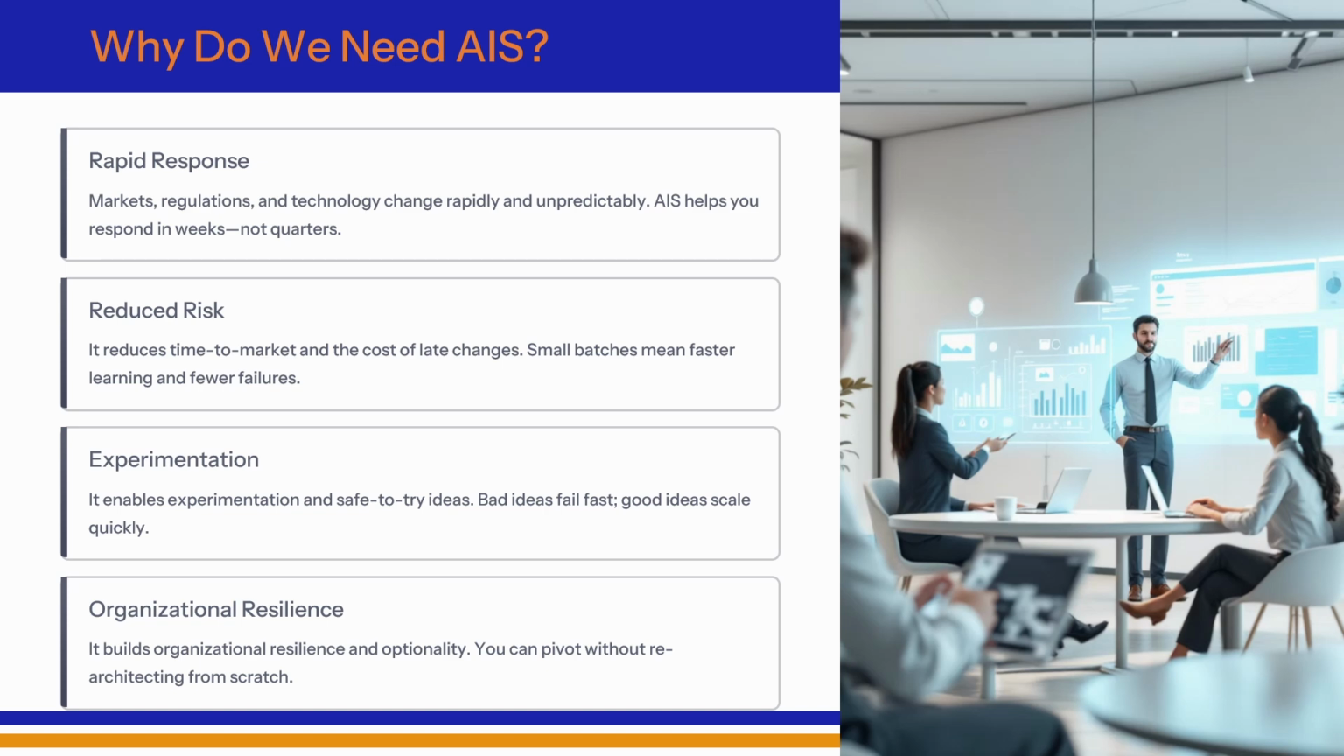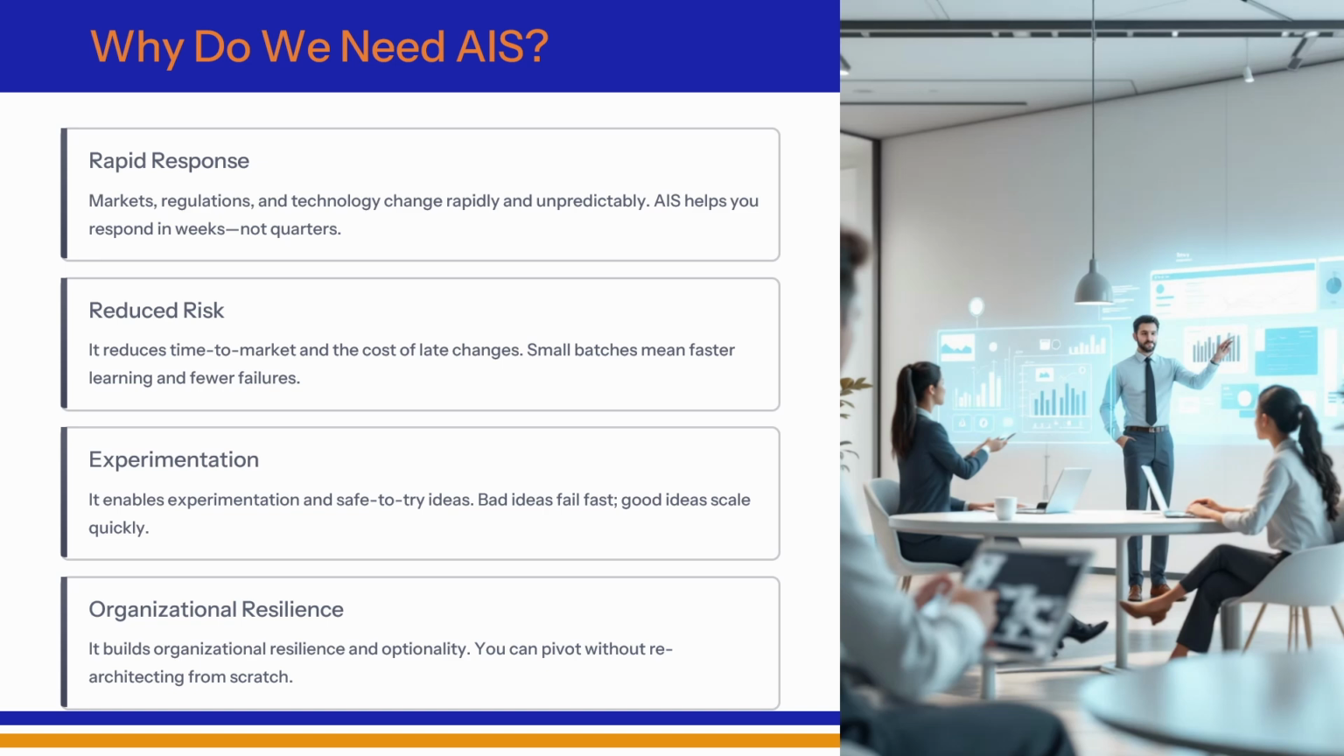And the third point, experimentation. It enables experimentation and makes it safe to try ideas. Bad ideas fail fast. Good ideas scale quickly. So think of an Agile information system like a safe playground. You can test ideas without fear, drop the bad ones and grow the best ones faster. That is fail fast, scale fast.